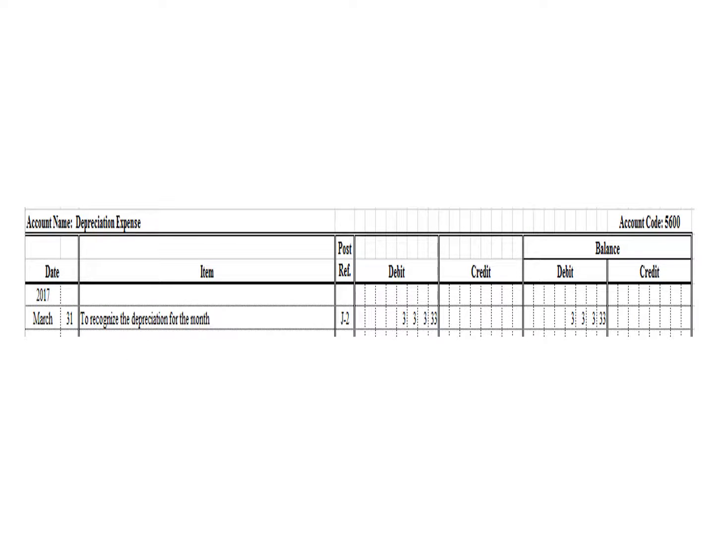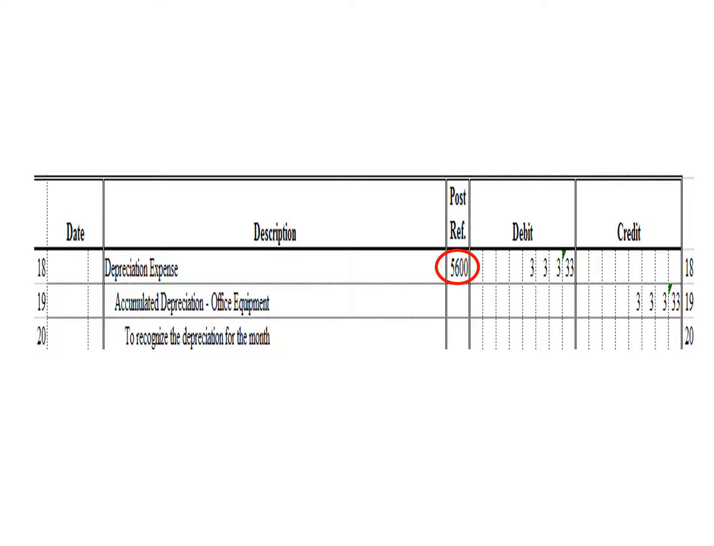In the depreciation expense ledger, we write the date, March 31. We write the description, to recognize the depreciation for the month. Posting reference, J2. Under the debit column, we write the amount, 333 pesos and 33 centavos. In the balance section under the debit column, we write the amount, 333 pesos and 33 centavos. After posting the debit entry, we write the posting reference, 5600, the account code for depreciation expense.